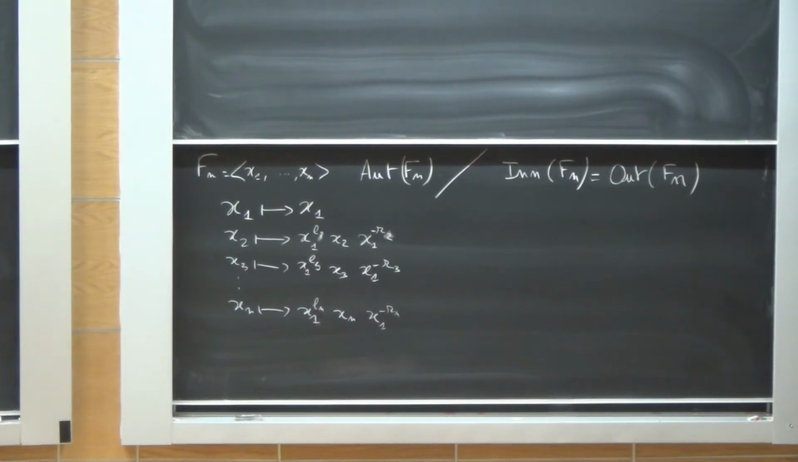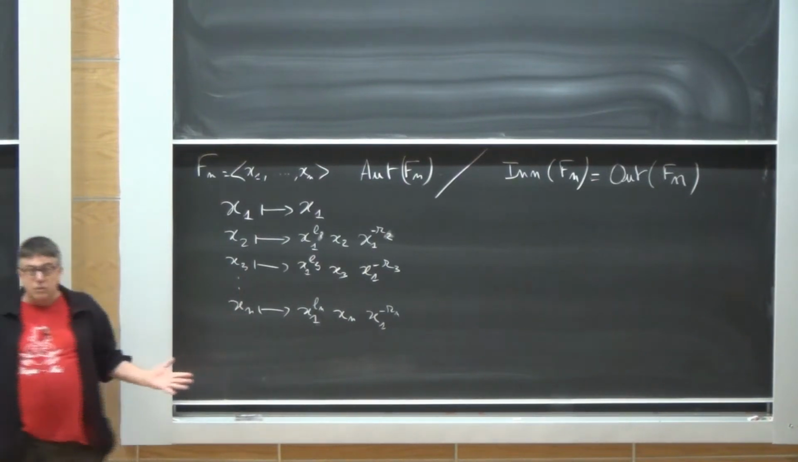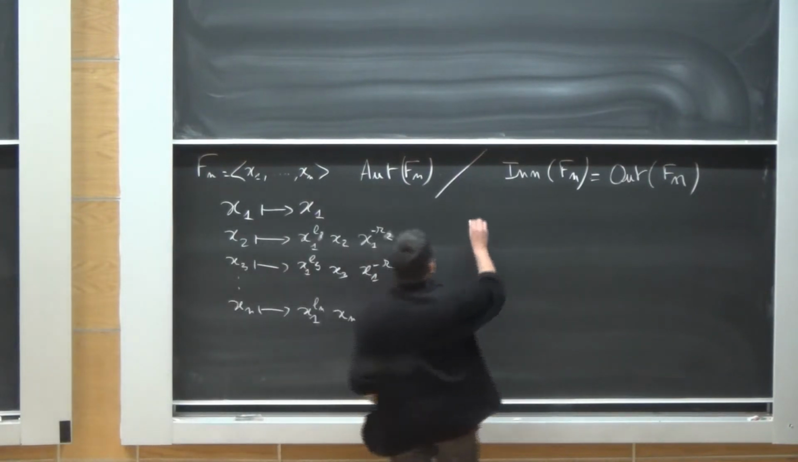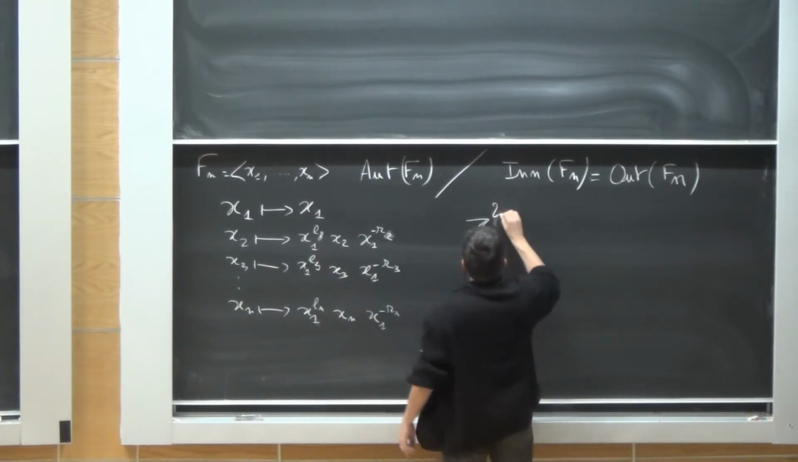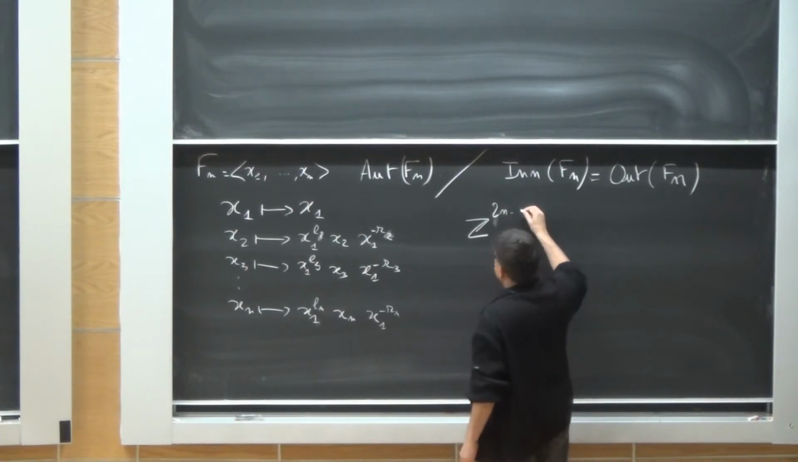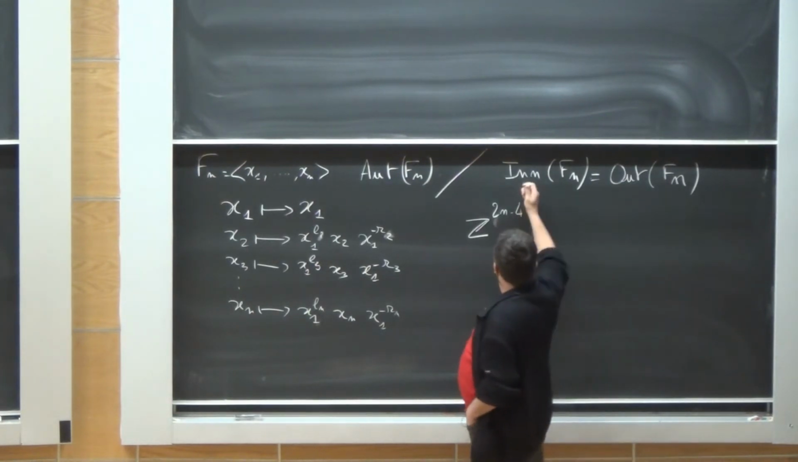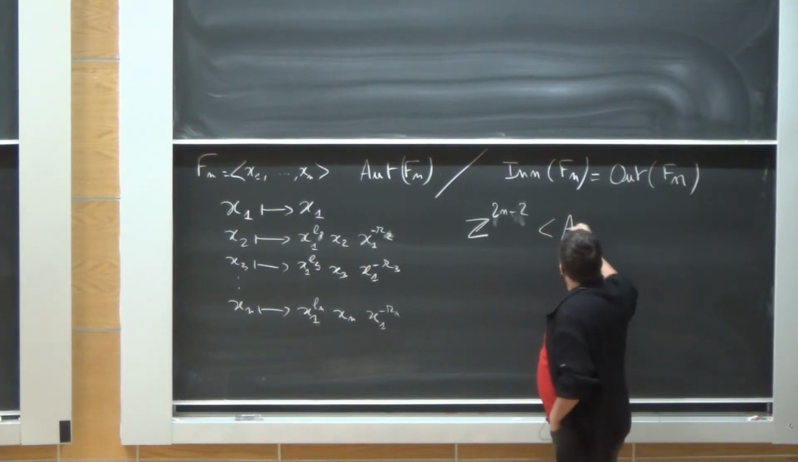You can observe that this way I defined an abelian subgroup. Multiplying on the left or on the right are commuting operations, and multiplying this generator or that generator also give commuting operations. Okay? This way, I embedded Z to the 2n minus 2 inside Aut Fn.